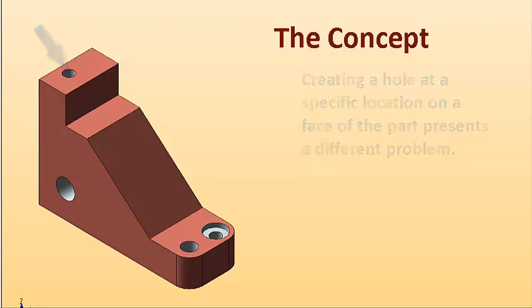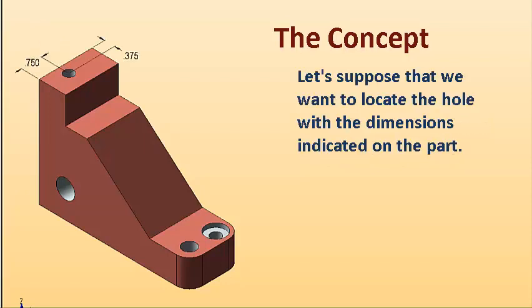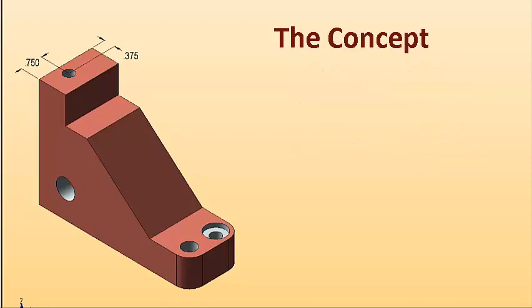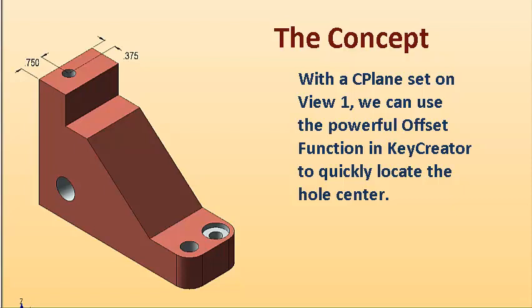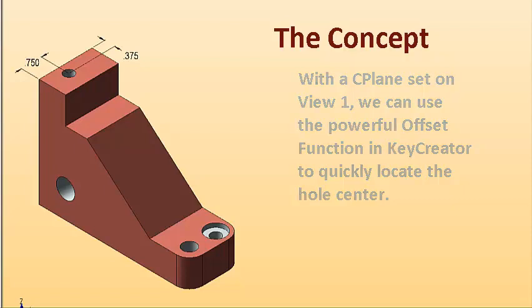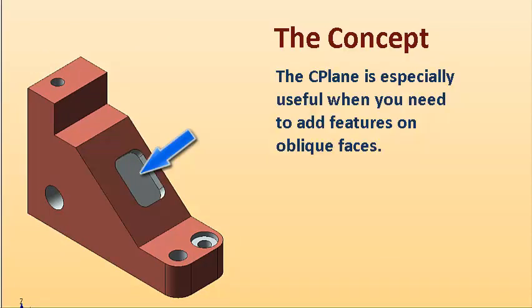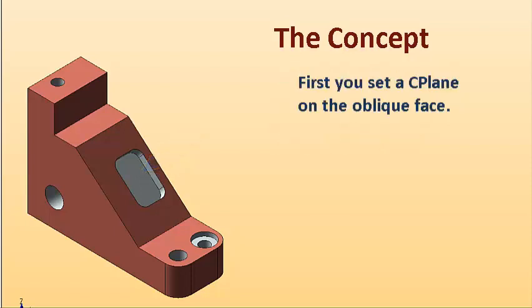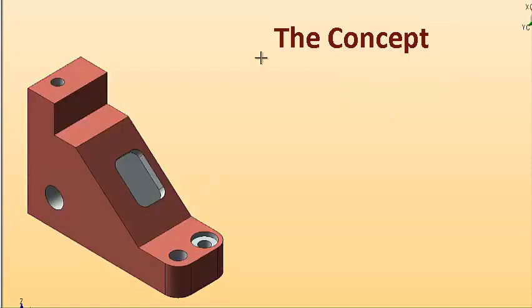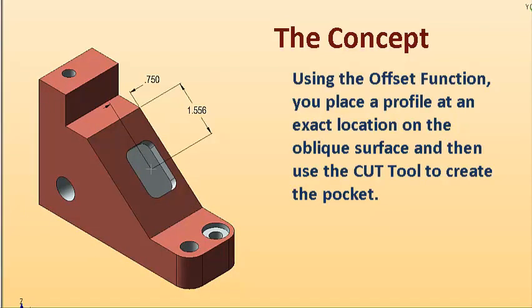Let's say in this particular case that we want to drill that hole at those particular dimensions from the front left corner. In order to do this, we would establish a construction plane and then use the powerful offset function to locate the hole based on the x and y vectors. When we're working on an oblique surface, this becomes doubly useful. In this case, if we set a construction plane on the oblique face, we then can set the profile based on the x and y vectors. This makes it really easy to locate the part.